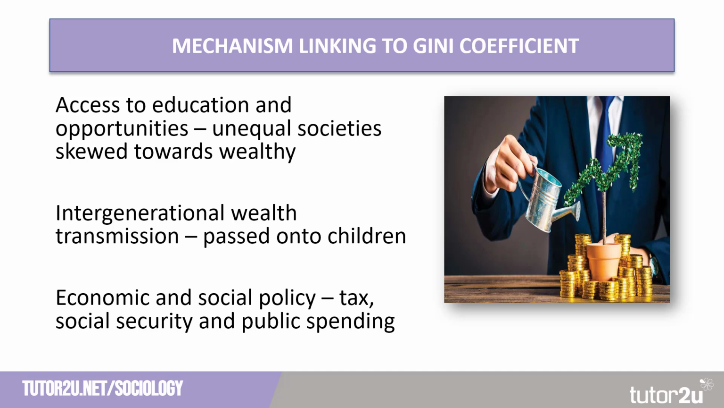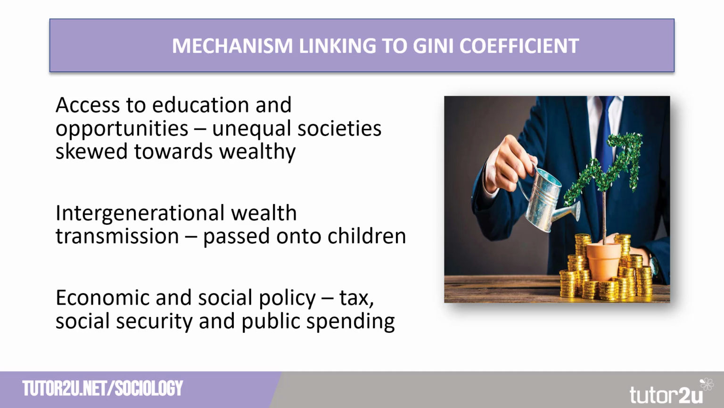Several mechanisms link the Gini coefficient to social mobility. Firstly, access to education and opportunities. In countries with high income inequality, access to quality education and opportunities is often skewed in favour of the wealthy. This disparity restricts the potential for individuals from lower income backgrounds to improve their economic status, thus stifling social mobility.